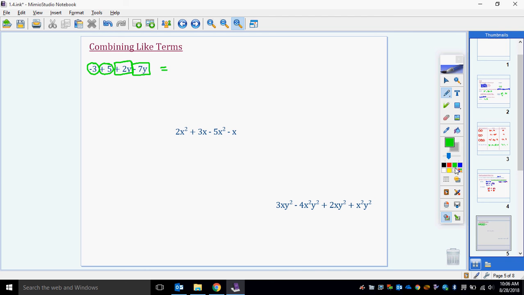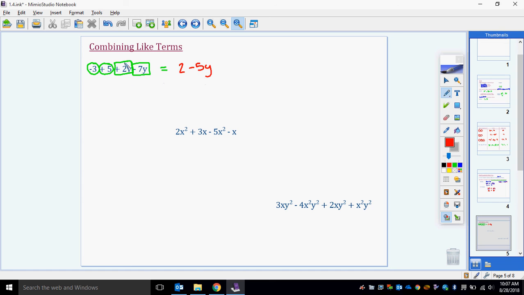So I want to combine my circles, and then I want to combine my squares. So -3 plus 5 would give me a 2. And then I have a 2y minus a 7y, or a 2y and a -7y shoved together, that makes -5y.